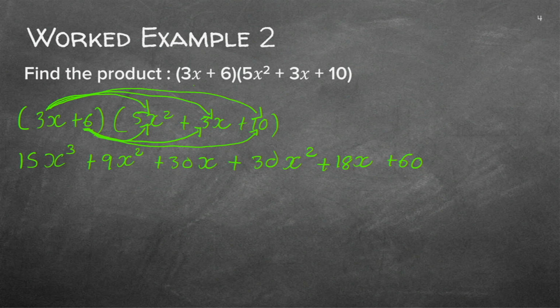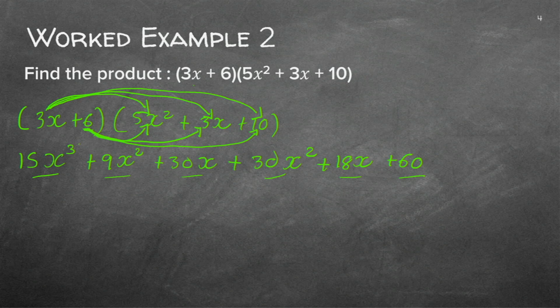Now, to check if you have everything correct, you count your terms. You have 1, 2, 3, 4, 5, 6 terms. So it means things are okay. Everything was positive. So it means also my signs are fine. Then we are good. And the most important step is also finding the like terms. Okay, so we are now working with the like terms.